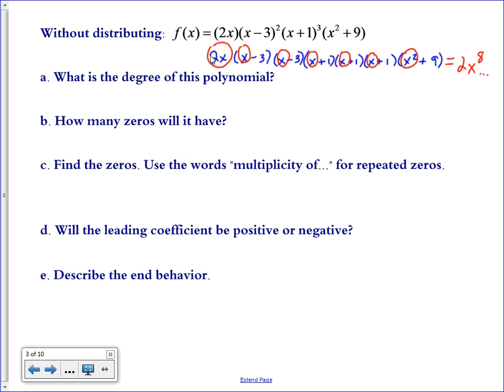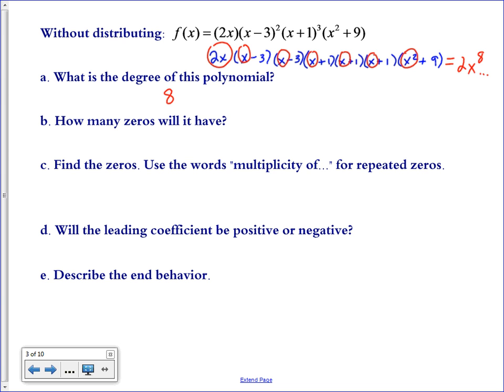So basically, we're just counting up in the original function how many x's we see. And of course, anything that's squared, that x counts twice. Anything that's cubed, that x counts 3 times, and so on. So there end up being 8 x's in this function. It's going to be an x to the 8th power for the degree.